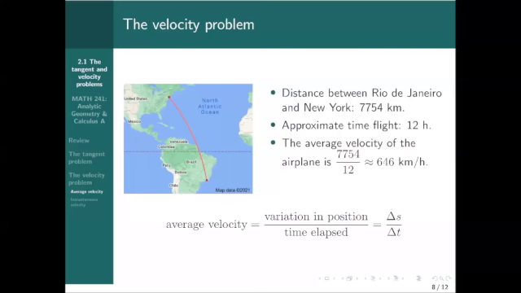So we represent the situation symbolically by the expression that we have at the bottom of the slide. So we say that the average velocity is the variation of position over time. And then we also represent this by delta S over delta T. And I want to point out that delta in our context usually means variation.